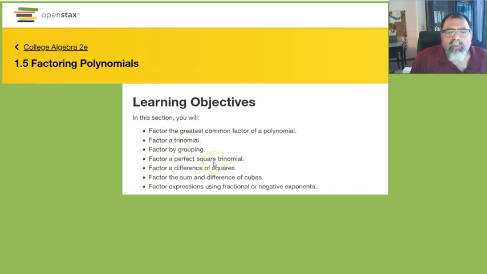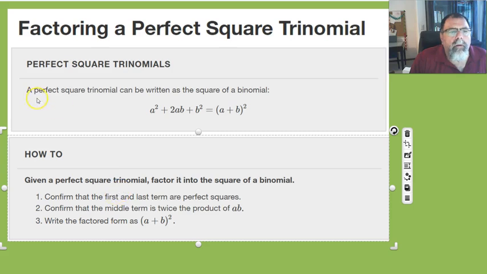Factor a perfect square trinomial. Okay, so a perfect square trinomial can be written as a square of a binomial. Basically, we did this in the last section, where if we FOILed this out, we end up with this perfect square trinomial. Same thing here. So factoring is the reverse. If we have a perfect square trinomial, we can write it in its factored form, the square of whatever that binomial was.